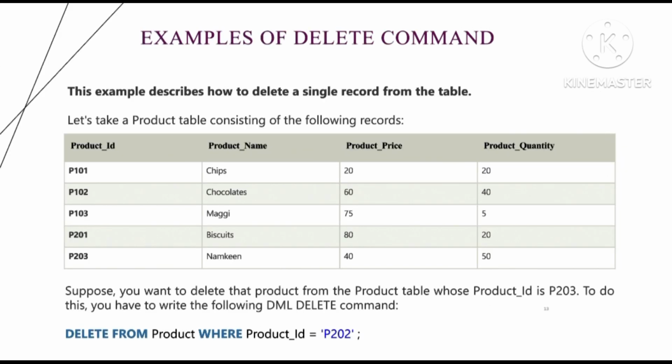Now we have an example for the usage of delete command. Here we are having a table named product, and here what we're trying to do is we are trying to delete the row where the product ID is P202. So we have nearly 5 records in this, and only the record that has its product ID to be P202 will be deleted, others will stay the same.